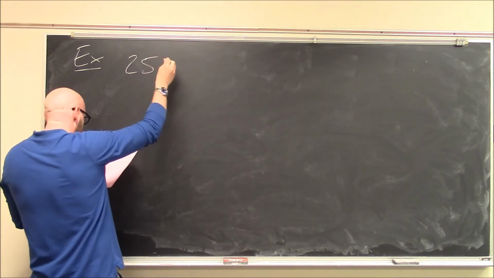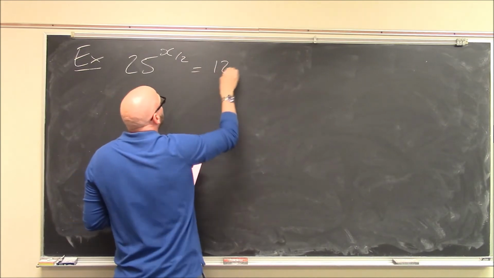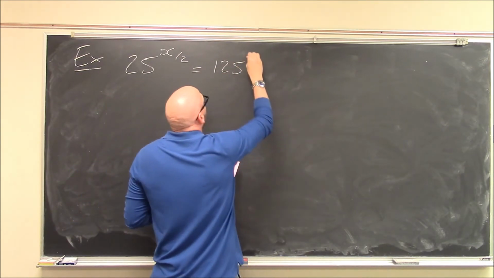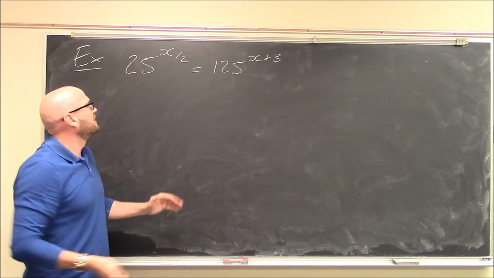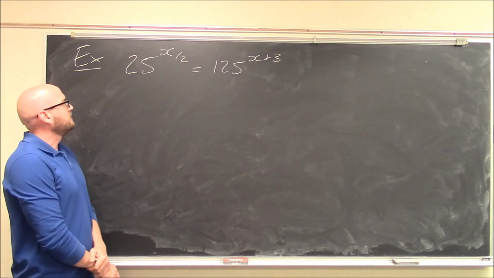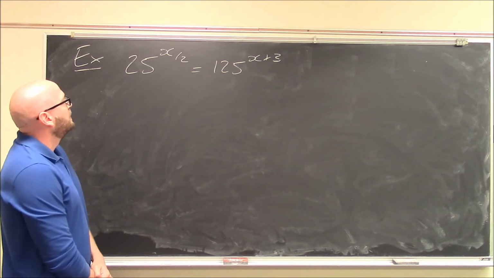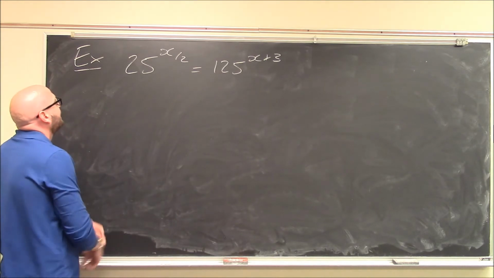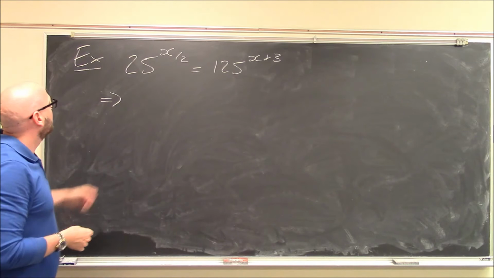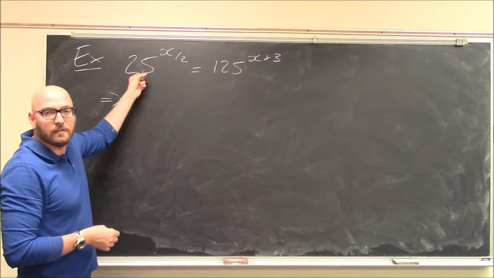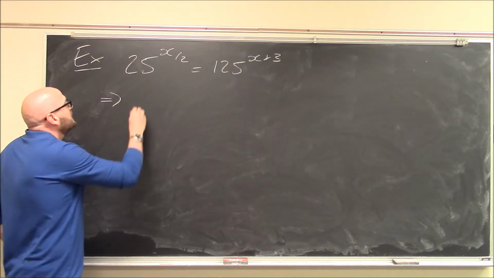Alright, 25 to the x over 2 equals 125 to the x plus 3. Stop the video here. Try to solve this exponential equation on your own. And when you come back, I'll solve it. So, going to try to do this trick again. 25 is a power of 5, and 125 is actually also a power of 5. So how about we try to go with that base?